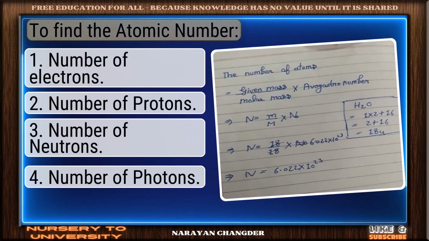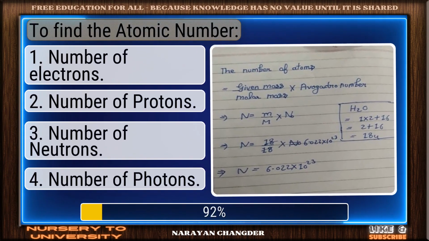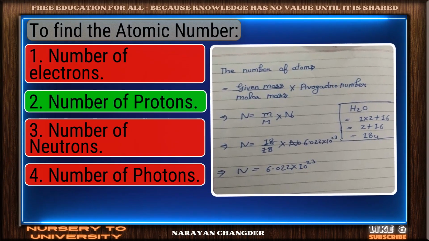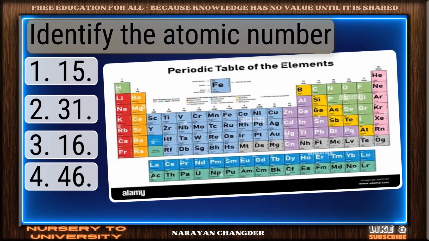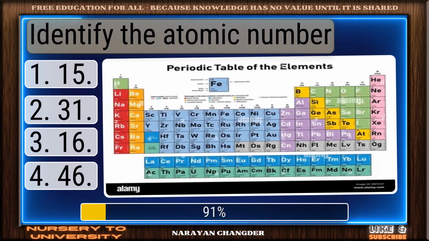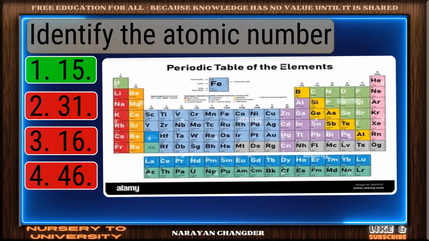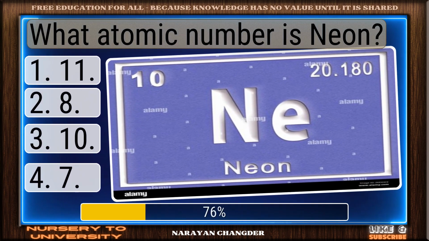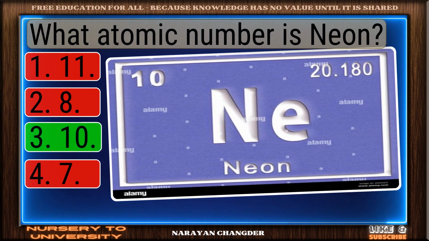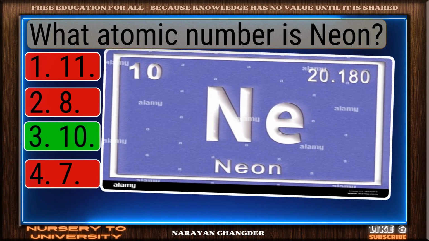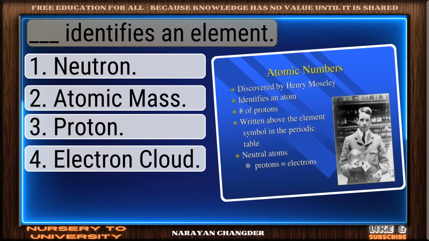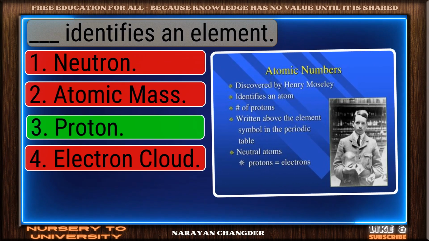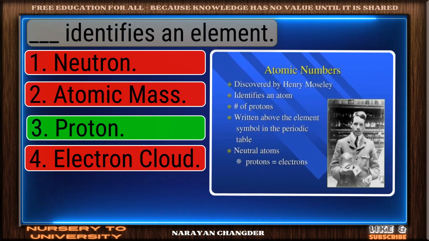To find the atomic number. Sharp thinking. Number of protons is the right choice. Identify the atomic number. Well done. 15 is the right choice. What atomic number is neon? Nice selection. 10 is the correct and valid answer. Dash identifies an element. Correct response. Proton is the most accurate answer.